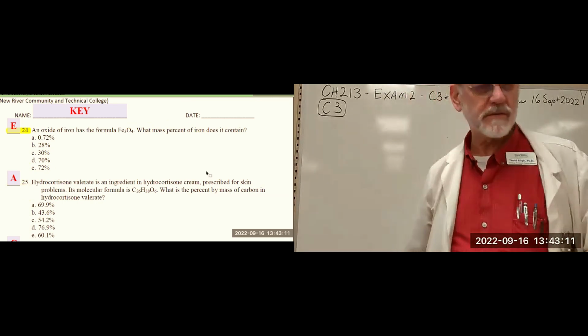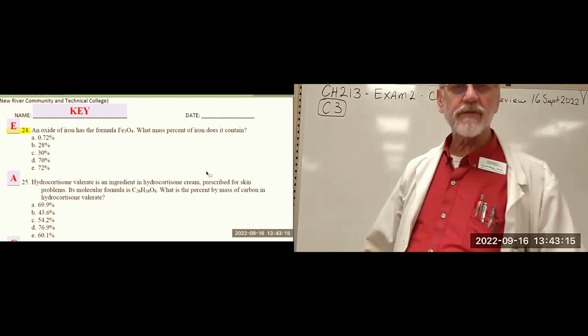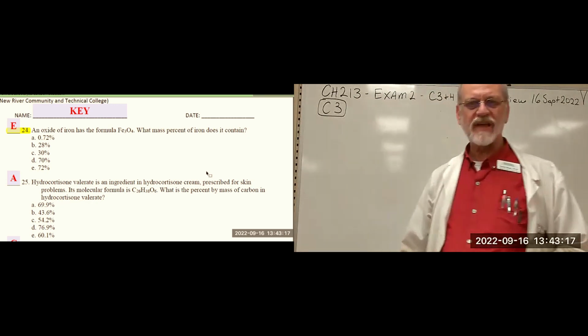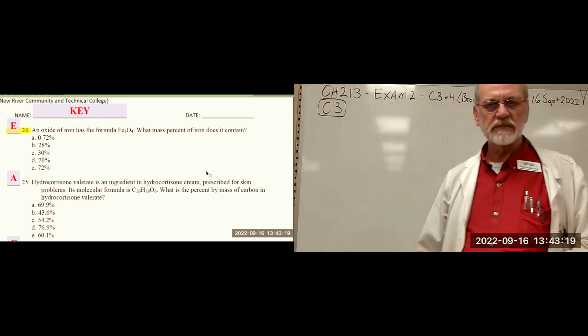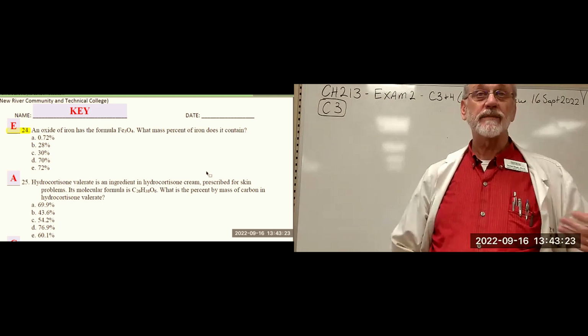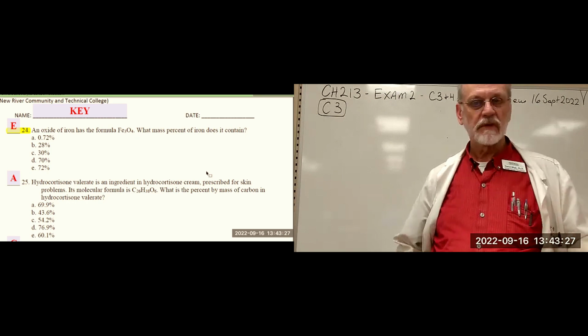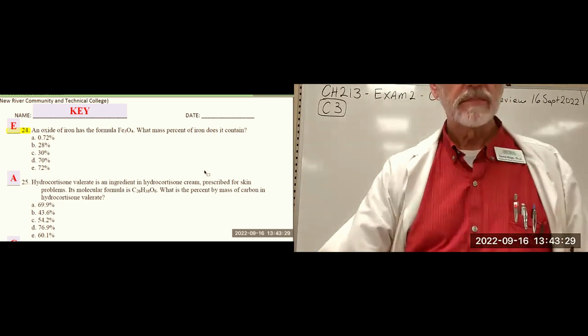All right, 24 I don't think is an issue. An oxide of iron is Fe3O4. What's the mass percent of iron? We know how to do that. 3 times iron in the numerator, 3 times iron in the denominator, plus 4 times oxygen in the denominator, times 100. That's pretty simple.